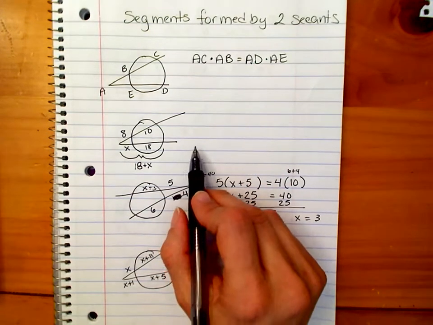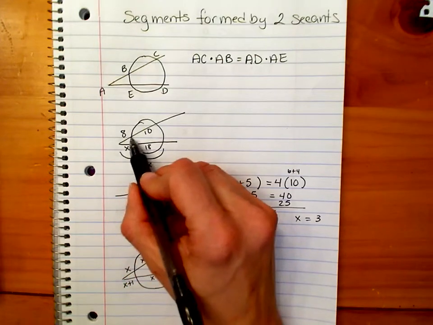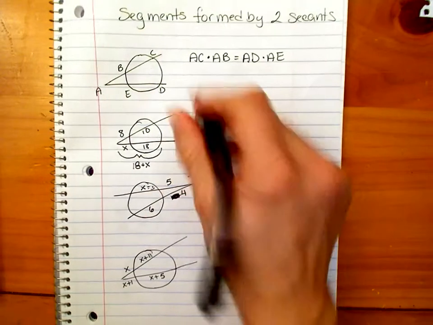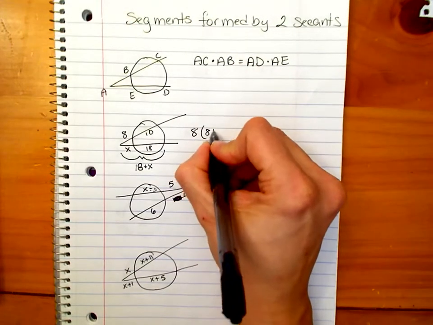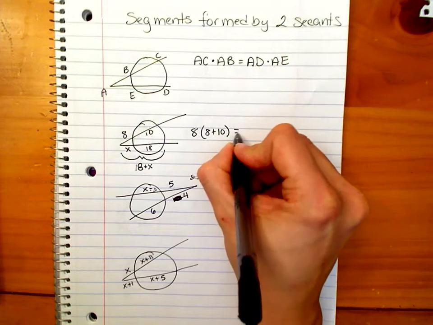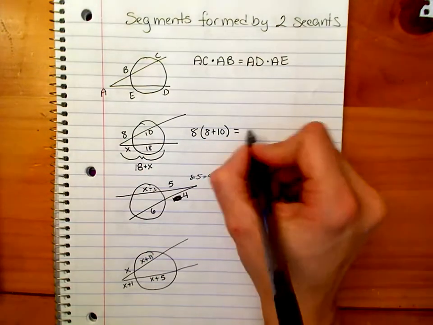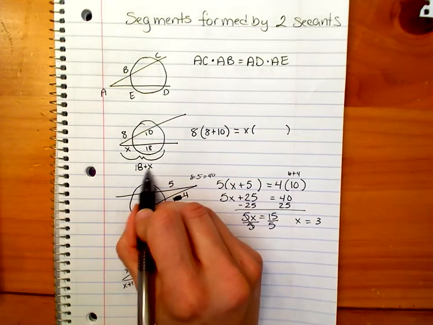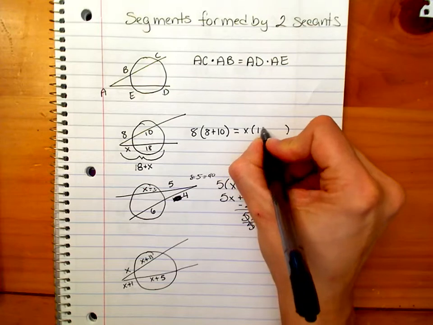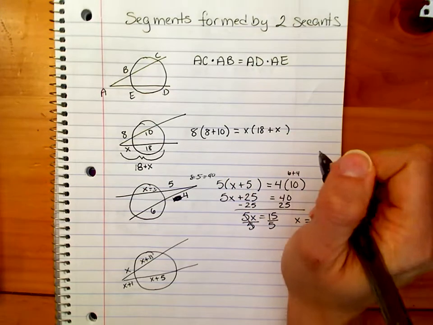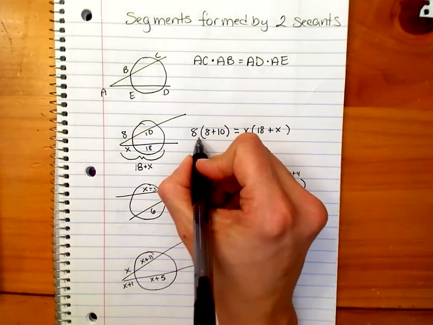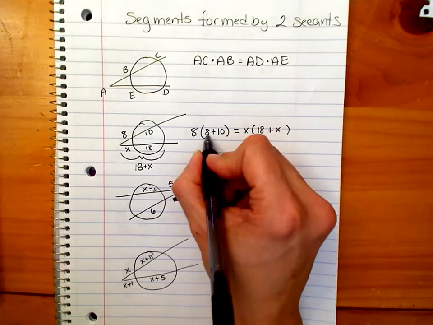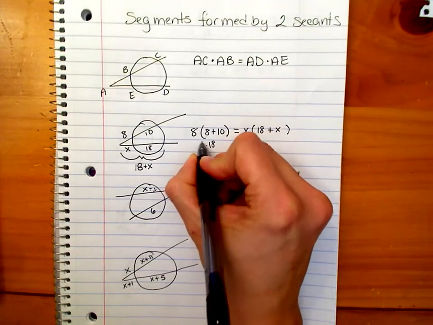So let's go back up to this one. Remember, it's the outside part times the whole thing. So on this side, we have 8, which is the outside part, times the whole segment, which is 8 plus 10. And then we have the outside part times the whole segment. Now I put this down here so that it can help us a little bit. It's 18 plus x. It's not 18 times x. So let's distribute. Well, first we'll use parentheses. We'll use our order of operations. 8 plus 10 is 18.